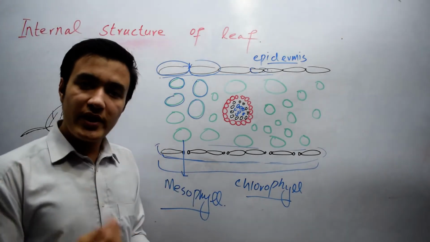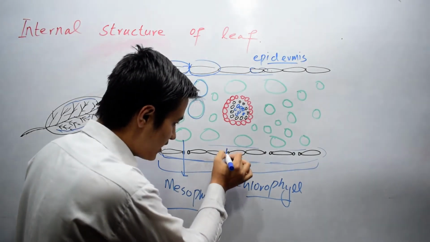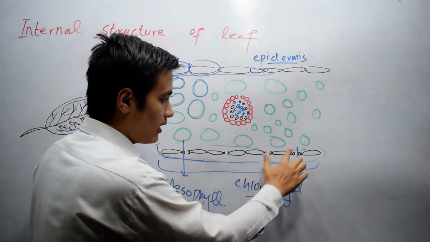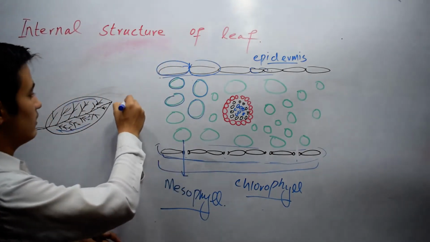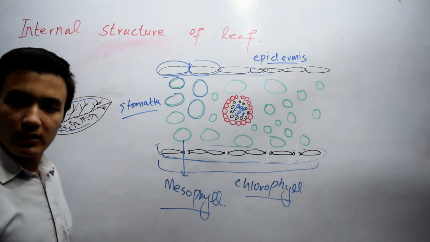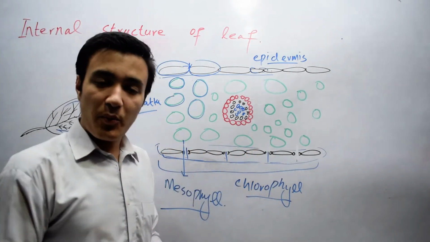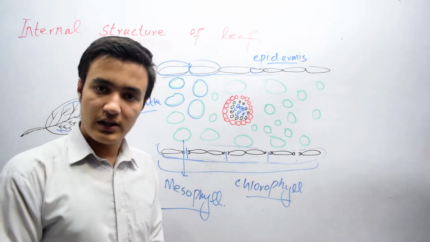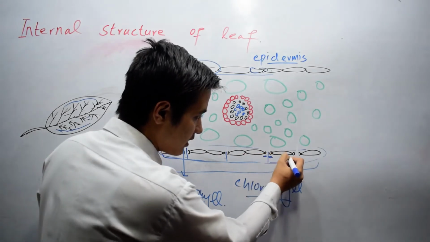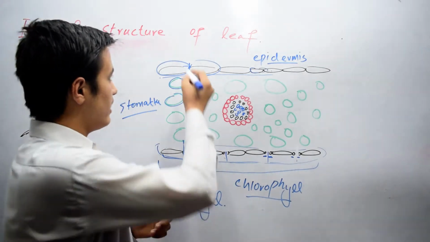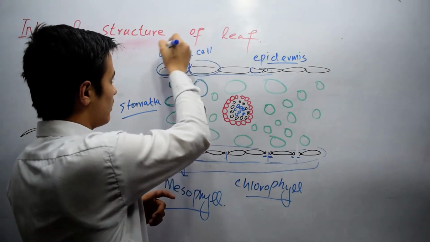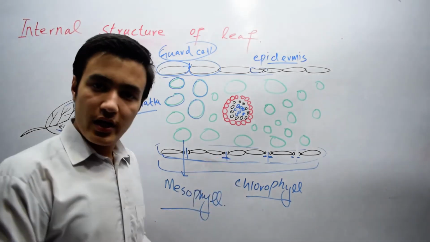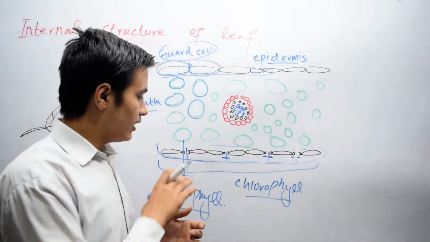Here in the epidermis tissues, at the lower level, a small hole is present, and here also a small hole is present. These holes are known as stomata. The main function of stomata is gaseous exchange between the leaves and the external environment. You can also see a small protective cell here, known as the guard cell. It is present between these two small cells, and its main function is protecting the stomata.